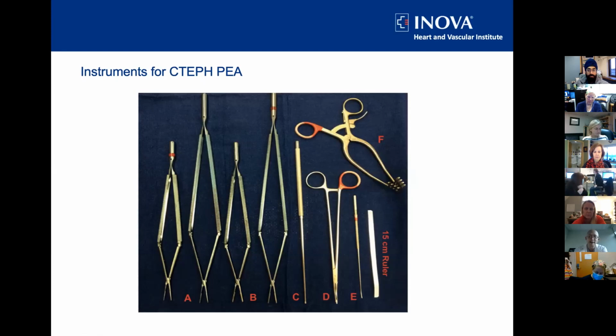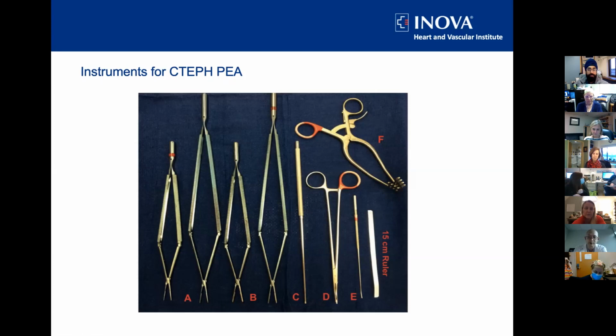I don't know if you can see my pointer or not, but this instrument labeled C really doesn't look like much. It really is just a suction tube, but that blunt tip at the end of this catheter is actually the primary instrument that you use to do this dissection with.